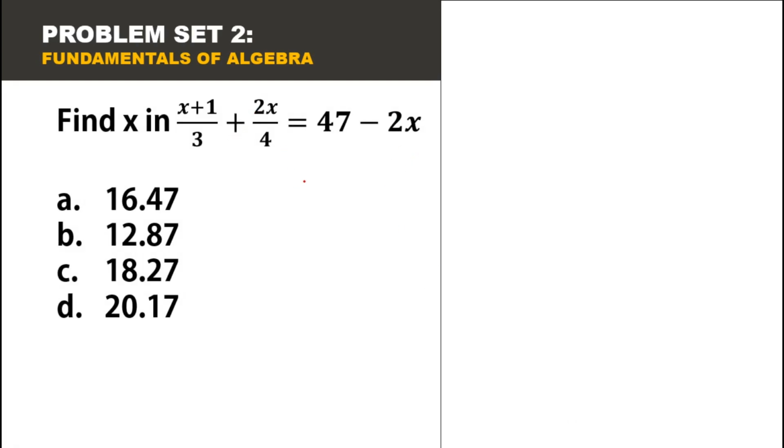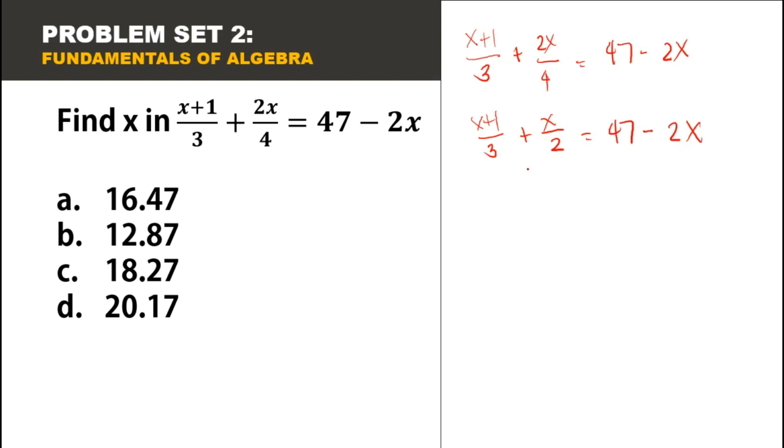Find x in (x plus 1) over 3 plus 2x over 4 is equal to 47 minus 2x. You have x plus 1 all over 3 plus 2x over 4 equals 47 minus 2x. So this is (x plus 1) over 3. So we have 2 over 4, that is 1/2. So we have x over 2 equals 47 minus 2x.